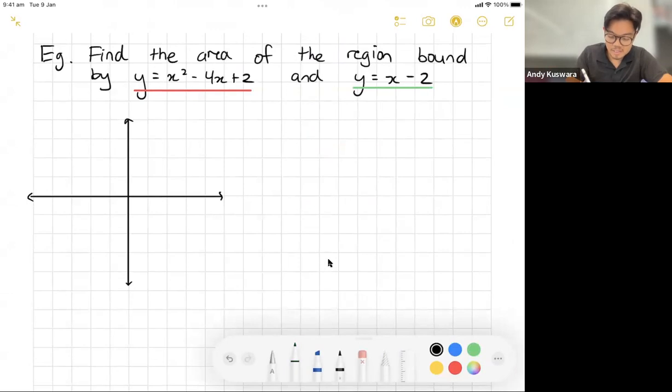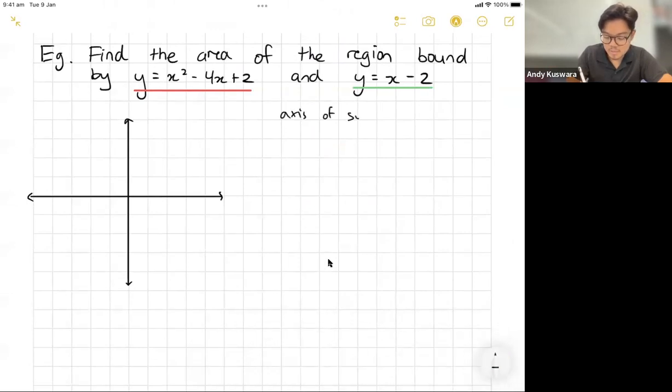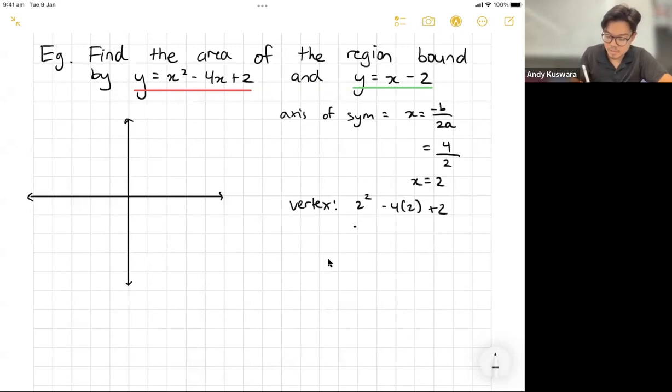If I can't factorize it, I'm going to find the axis of symmetry, which is x equals minus b on 2a. In this case, minus b would be positive 4, 2a would be 2. So I get x equals 2, that's your axis of symmetry. Now we've got the axis of symmetry, what we're going to do is find the vertex. By substituting that back in, we get 2 squared minus 4 times 2 plus 2. That's 4 minus 8, that's negative 4 plus 2, that's negative 2. So I can see here that my vertex will be (2, negative 2).